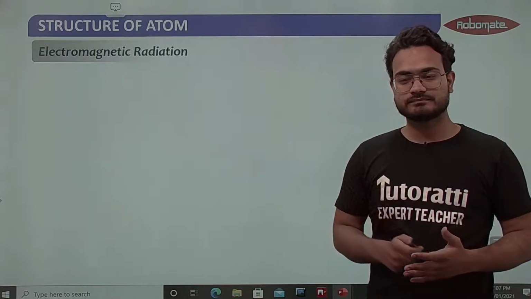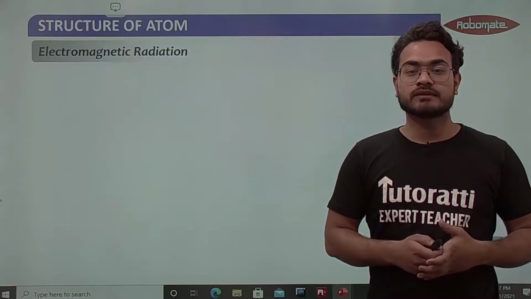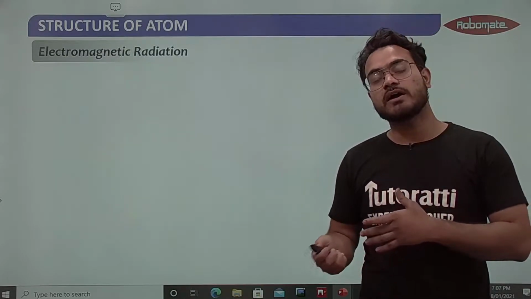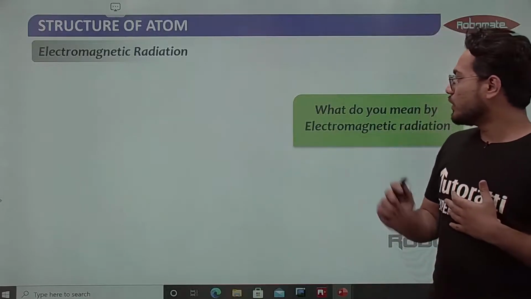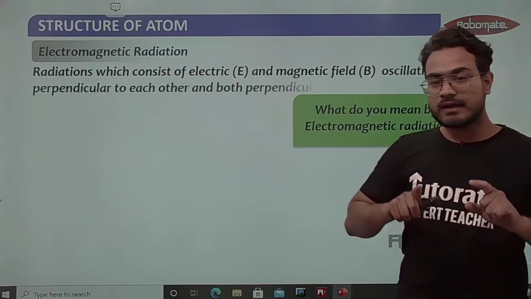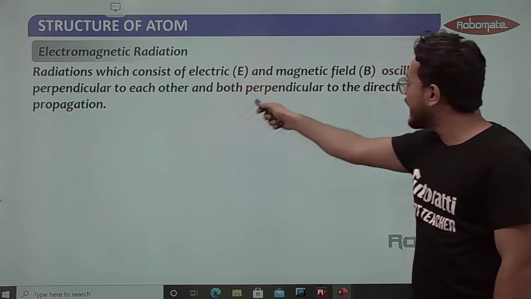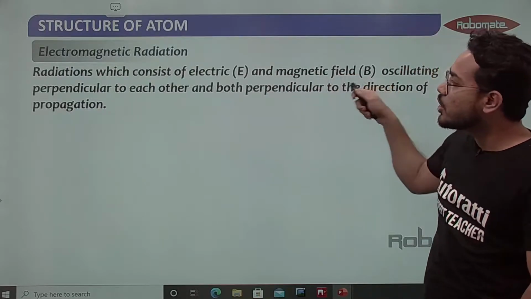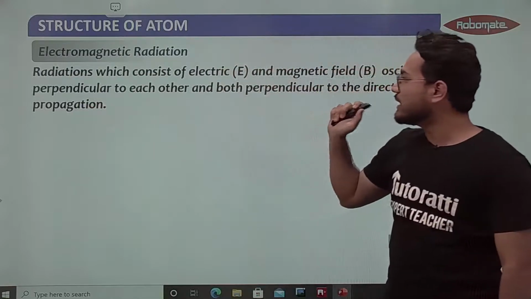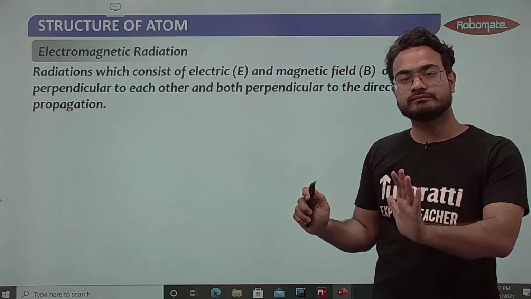Any example? Yes, light. Exactly. Light is an example of electromagnetic radiation, that is EMR. Okay. So what are EMRs? What is electromagnetic radiation? The radiation in which electric field and magnetic field oscillate perpendicular to each other and both perpendicular to the direction of propagation.